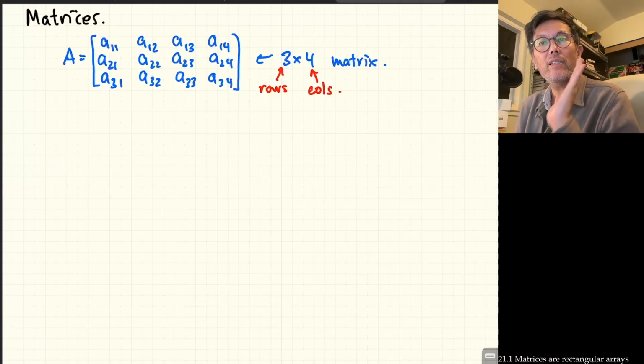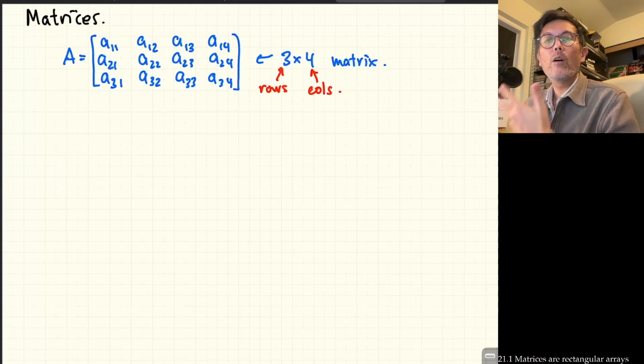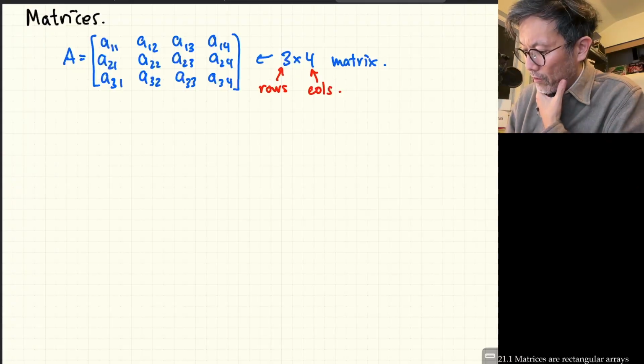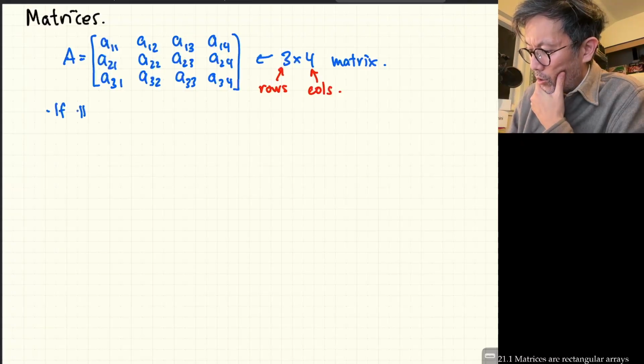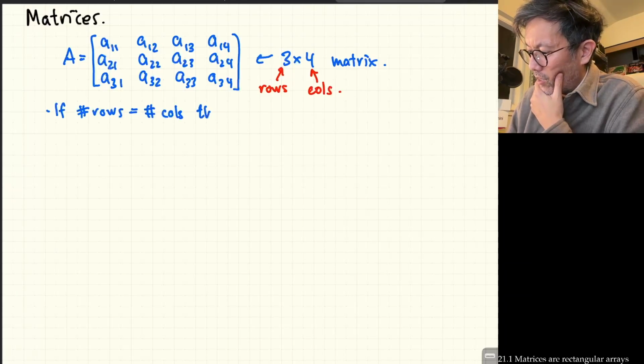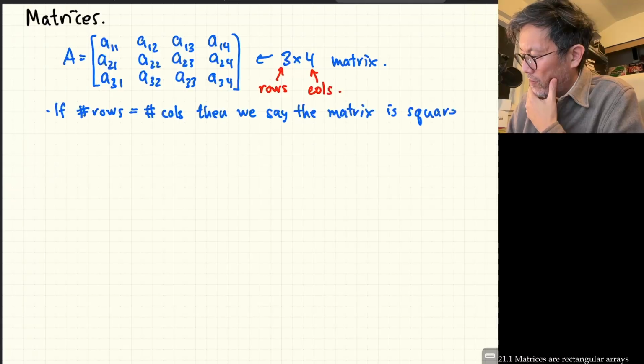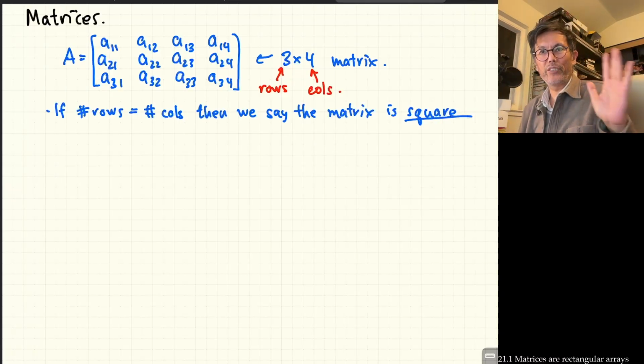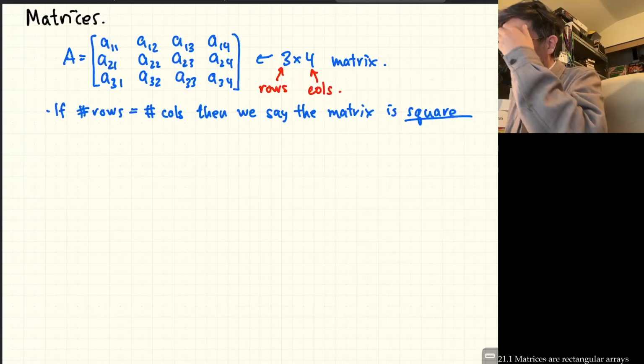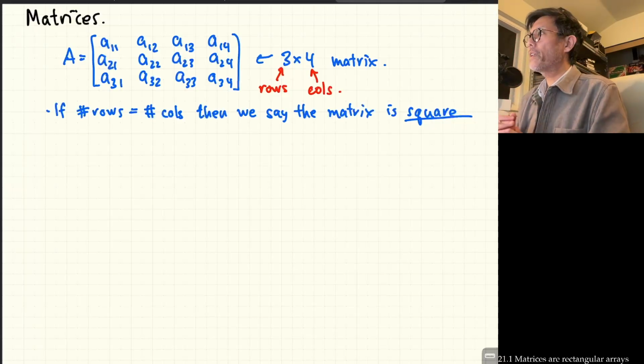If a matrix has the same number of rows as columns, we call that a square matrix. So if the number of rows is equal to the number of columns, then we say the matrix is square. Okay, for obvious, I hope, reasons. It will be shaped like a square.